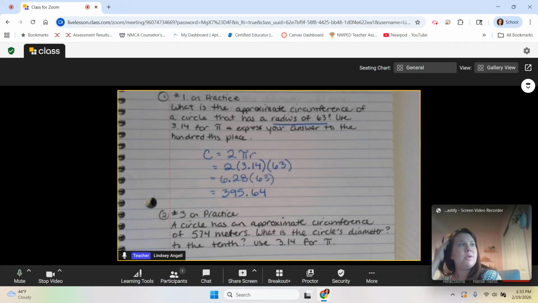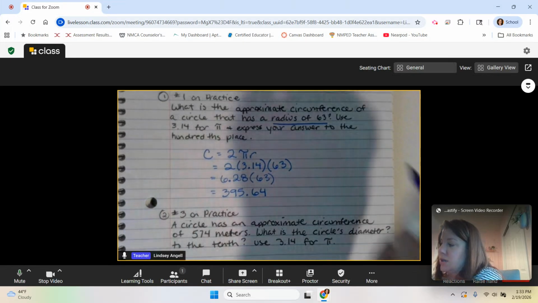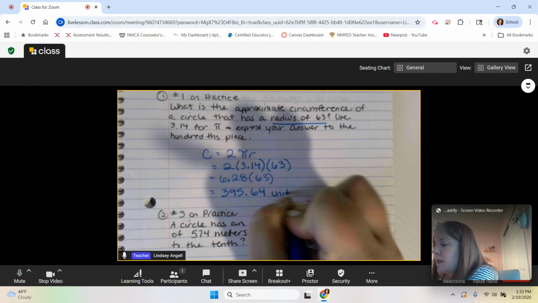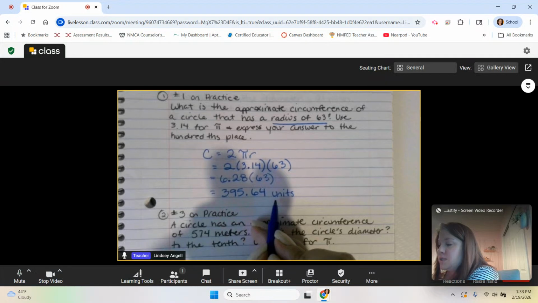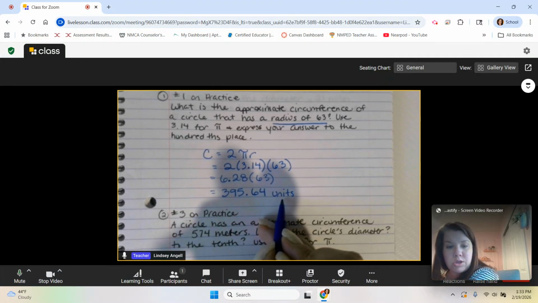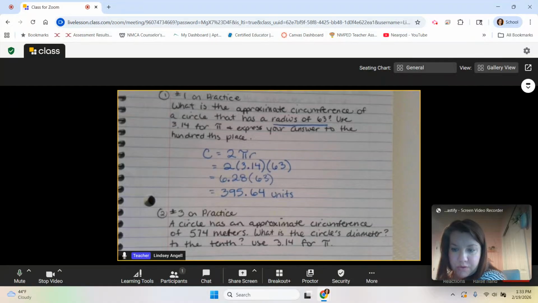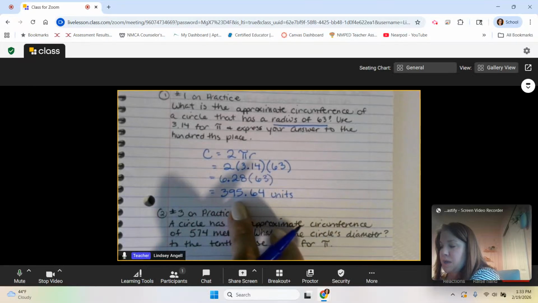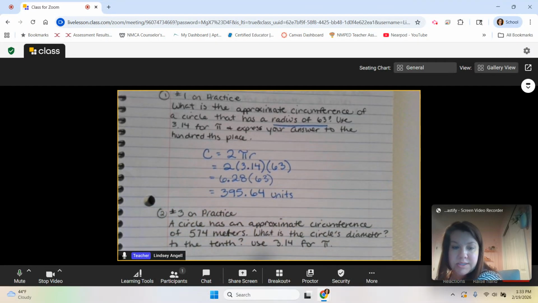Okay, and we don't know whether these are centimeters or inches or anything like that. It's only going to ask for the number in there, but it is also a good habit to get into putting the word units, like, I'm not sure if these are inches or centimeters or whatever, but whatever the unit is, it's 395.64 of that.